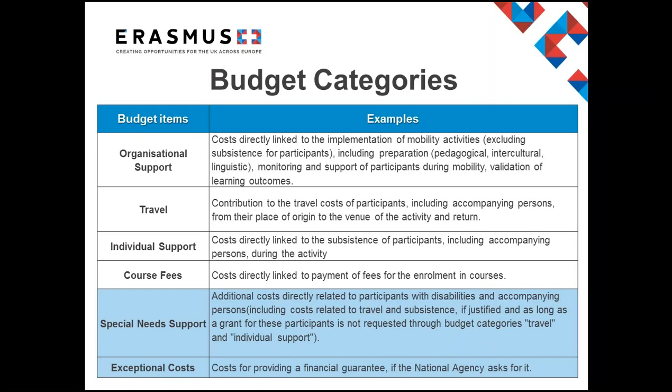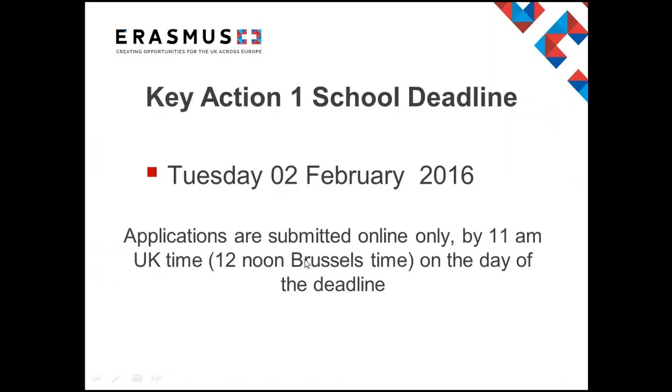Equally, if a participant required the hire of a wheelchair whilst in another country to ensure that they are mobile and could take part in the mobility, that would be another example of special needs support. And then there are funds available for exceptional costs if a financial guarantee is requested by the national agency, but the UK national agency does not request it, so exceptional costs are not required.